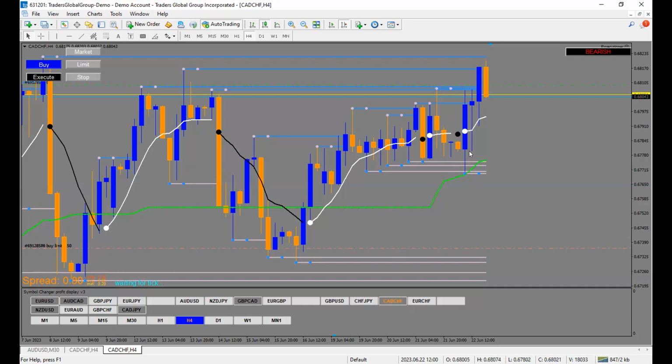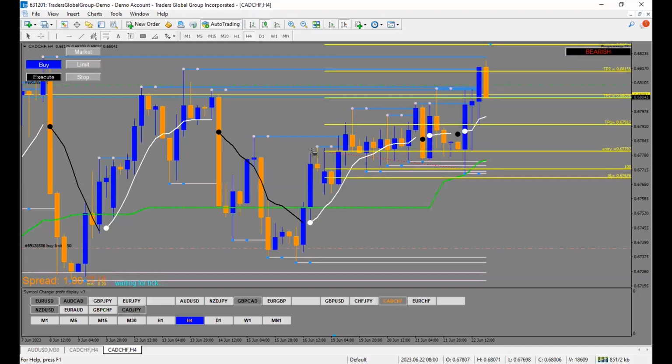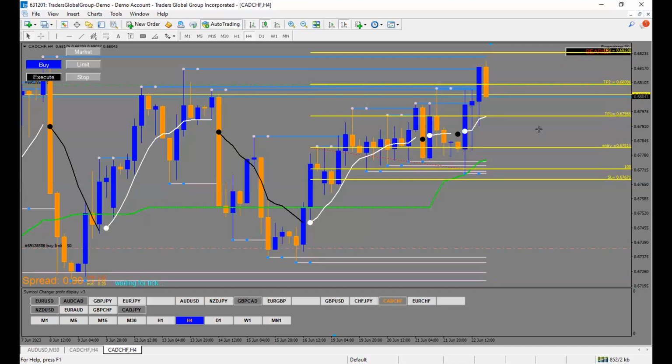I took my fib, then price came back, and I'm still in this trade in my other account, still waiting to see what happens, right? So this is how I take my trade. And if you look on the 4 hours, average TP here is about 18. 18 is my average TP on CAD CHF.